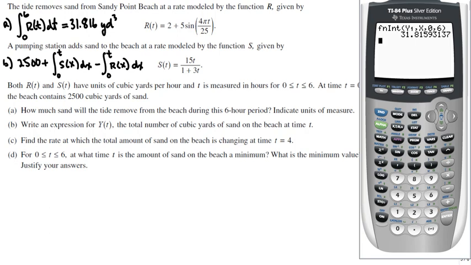Why are we subtracting? Well, if you note above that the tide removing sand from 0 to 6 gave us a positive quantity. That's the amount of sand that was removed. So we have to really subtract that quantity. Putting this all together and simplifying a bit, we can write that y of t is equal to 2,500 plus the integral from 0 to t of s of x minus r of x dx. And that's part B.